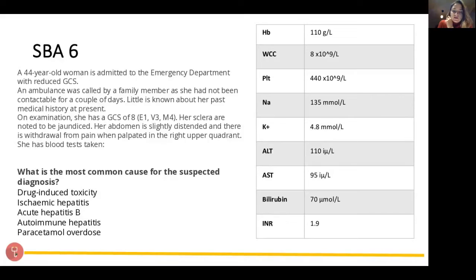So now we have to look at these results and then consider what is the most common cause for the suspected diagnosis. So we're looking at the blood tests, seeing what we think might be going on, and then what's the most common cause. So I'll give you a minute or so.